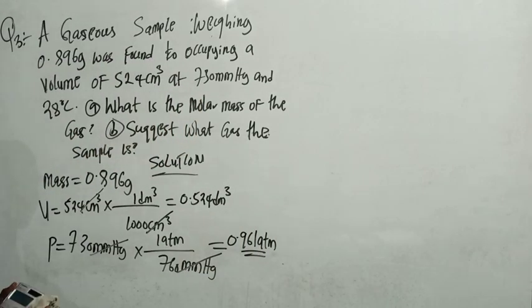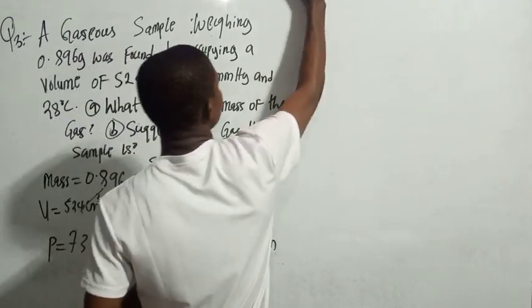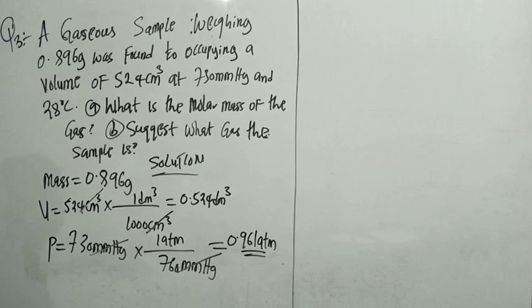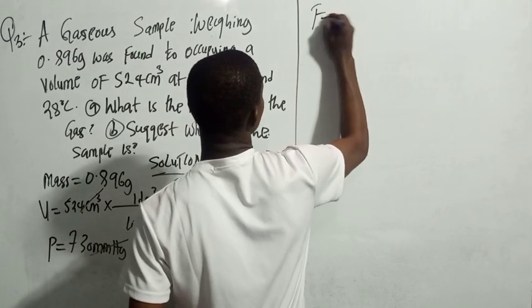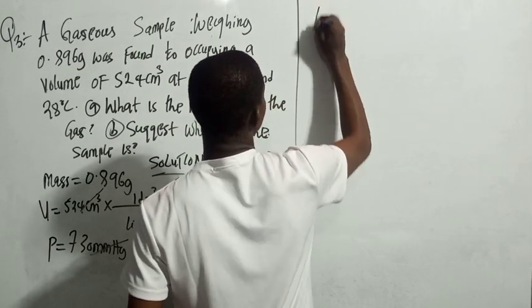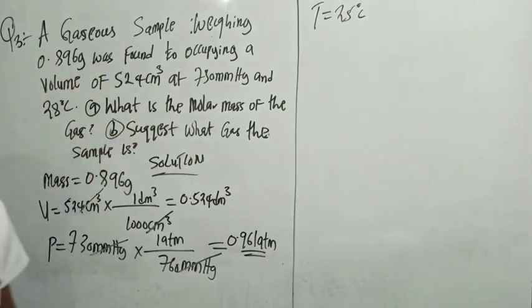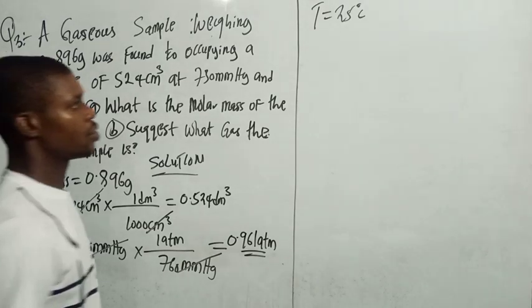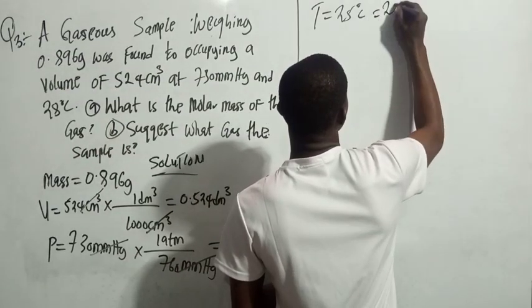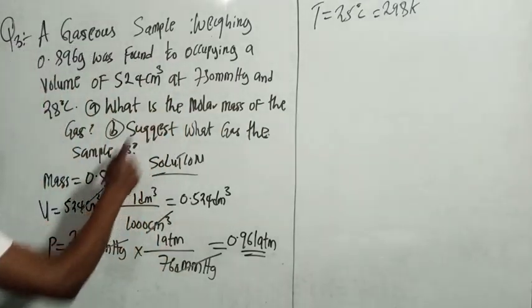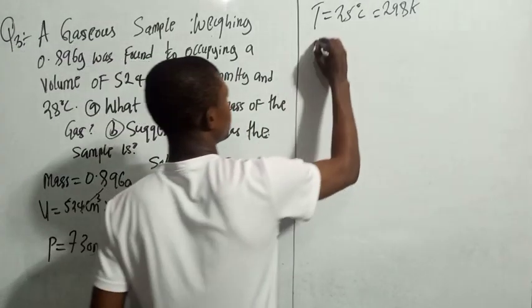Next is my temperature. So I'm going to write it from here. Temperature T equals 25 degree centigrade. Remember, I'm going to convert this to Kelvin by adding 273, so it is 298 Kelvin.